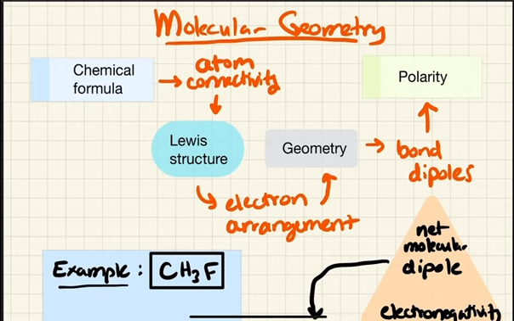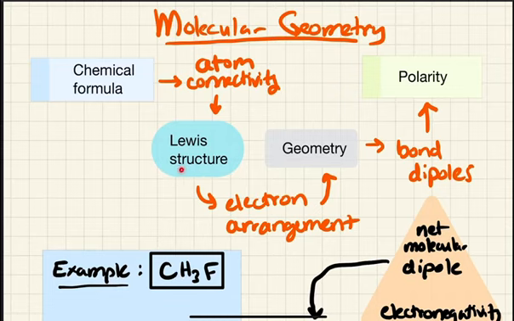So there's sort of an overall process that we can follow. We can take the chemical formula that we're given, and use that to determine how the atoms in the molecule are connected to one another, and that'll help us to know what atom belongs in the center. And from there, we can total up the electrons and distribute them appropriately to get a reasonable Lewis structure. Once we have that, we will know the electron arrangement around the center atom, how many bonds there are, how many lone pairs there are.